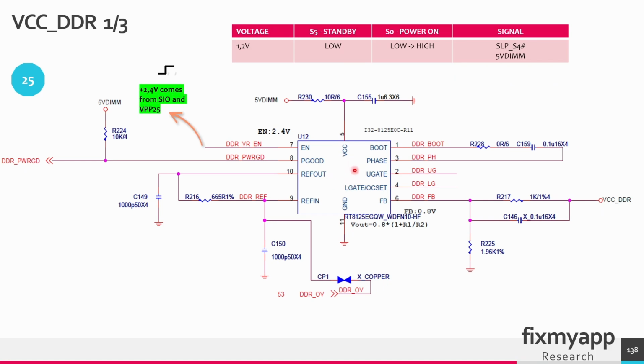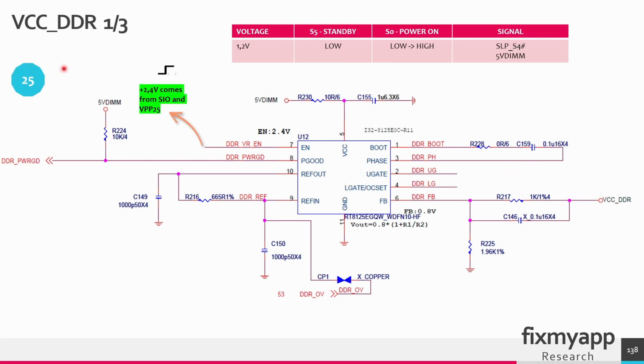This buck converter will drive the upper gate and the lower gate of two MOSFETs, and those MOSFETs are connected to the 5 volt DIMM power rail. When the voltage of 1.2 volt at the output is created successfully, it will create a feedback signal that will go back into this buck converter to regulate the output voltage.